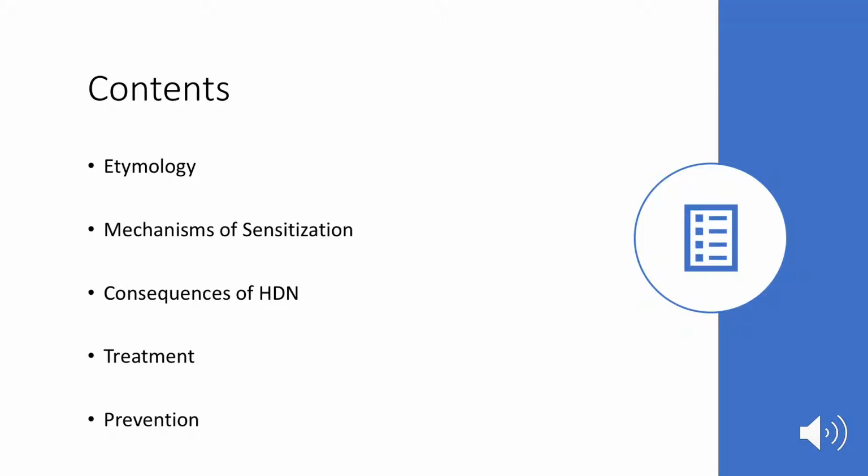Then I'm going to be talking about the consequences of HDN, being haemolytic disease of the newborn, so the different issues that the babies are faced with if they are born with this. Then I'm going to be talking about the treatment options, both before the baby is born and after the baby is born, and then more importantly, the prevention, so how it can be stopped from occurring altogether.